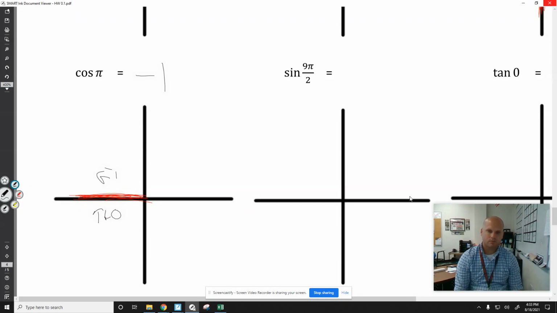9 pi over 2. Where's 9 pi over 2? 8 pi over 2 plus a pi over 2. 8 pi over 2, 4 pi. 1, 2, 3, 4. Plus a pi over 2. It's right here. Am I going up or down at all? Yes, I'm going up 1. Am I going left or right? No. I'm just going up. Sorry. 1. I'm looking for sine, not cosine.